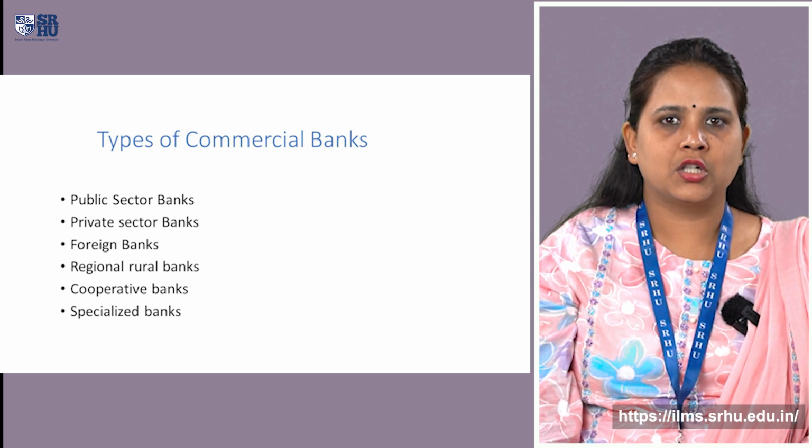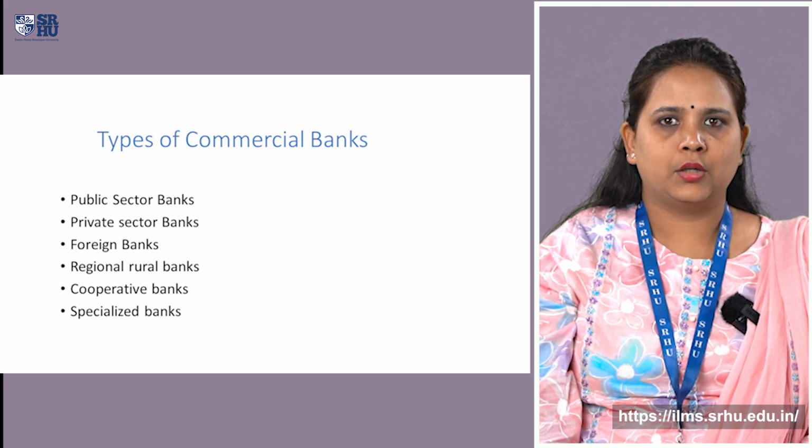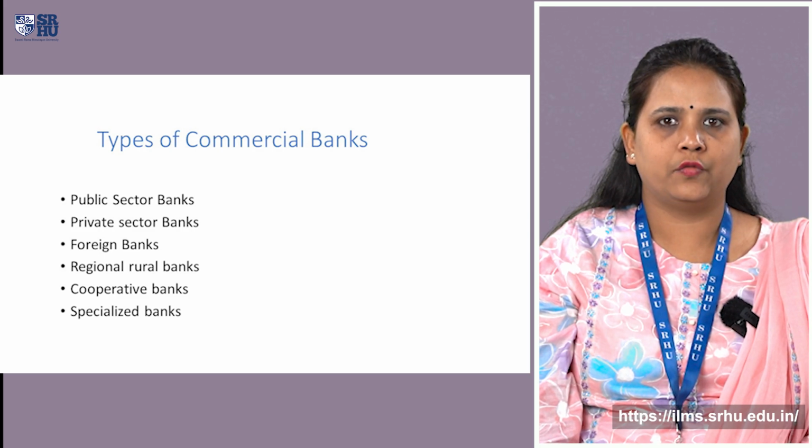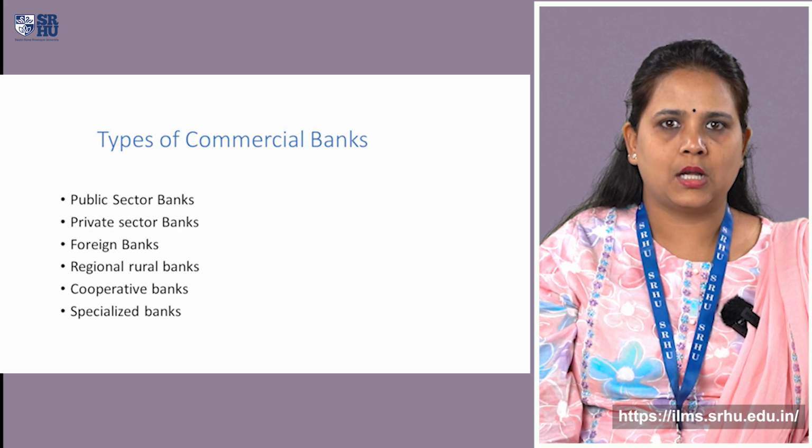The next kind of commercial banks are regional rural banks, well known as RRBs. They operate in rural areas to promote credit and banking facilities to farmers and rural businesses. They are jointly owned by the central government, state government and a sponsor bank. An example of the RRBs is Prathama UP Gramin Bank.